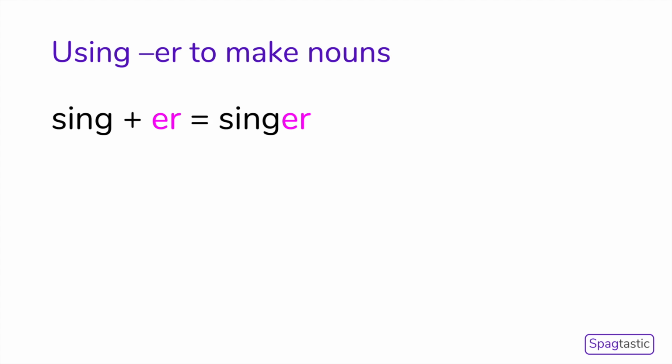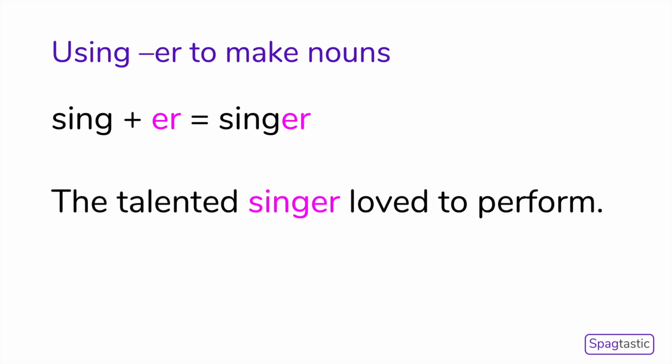Here is another example. This time we have the root word sing, and we can simply add the suffix -er to the root word sing to make the noun singer. The talented singer loved to perform.